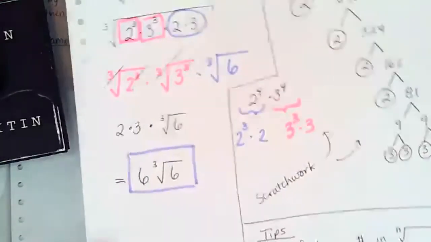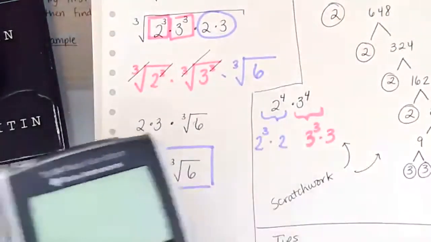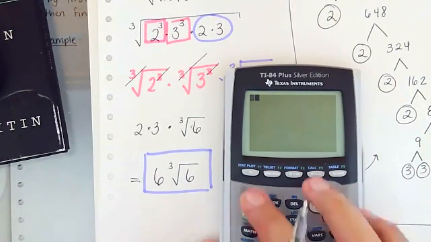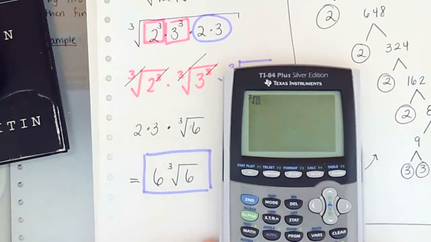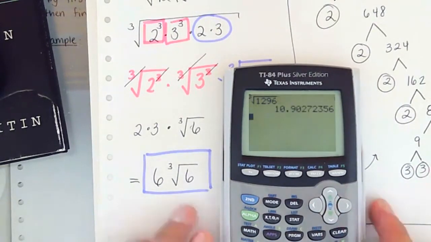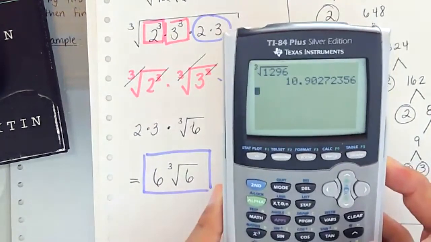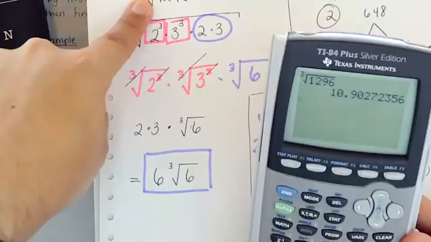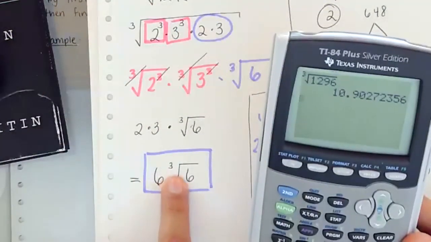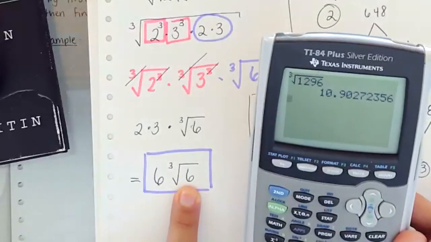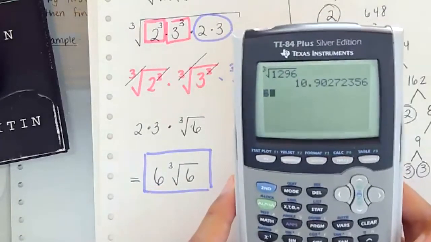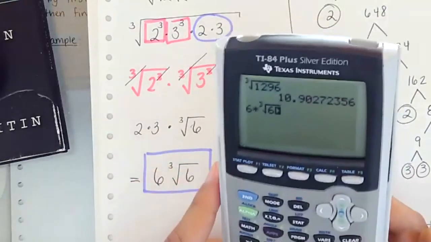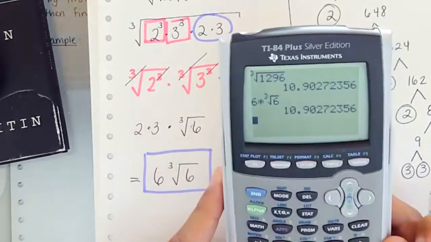Okay, I'm sure that this seemed really weird, but I just want to show you that if we do take the cube root, let's see, cube root of 1296, you get this ridiculously ugly decimal number. And I'm telling you that if you simplify it by hand, you get 6 times the cube root of 6. Well, it turns out that, let's go ahead and do that in the calculator, 6 times the cube root of 6, we get the same number.